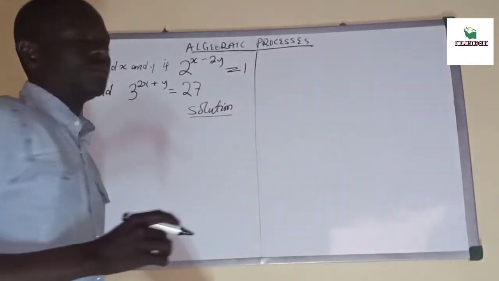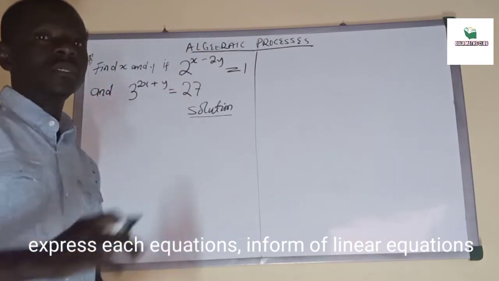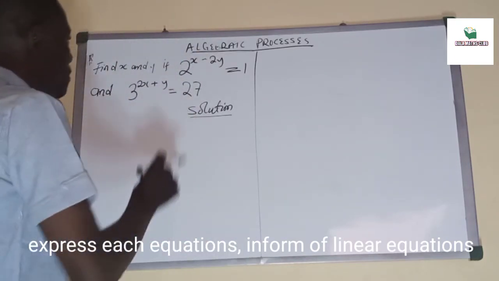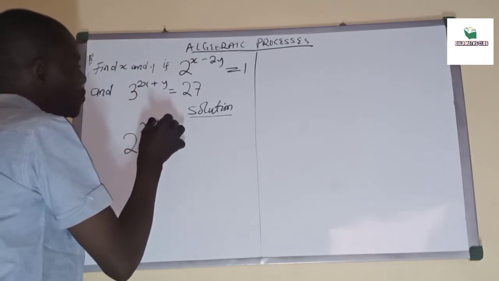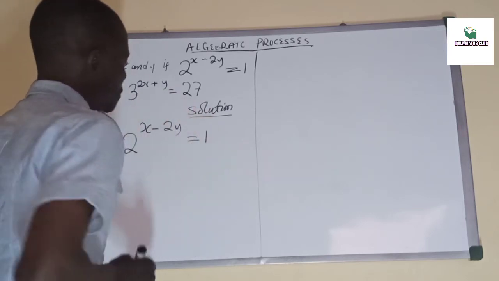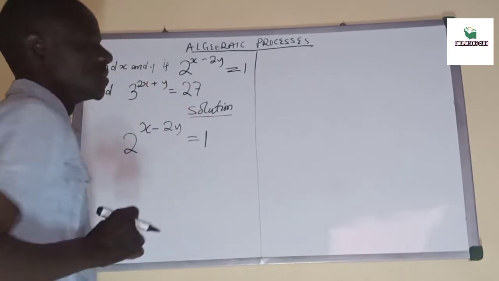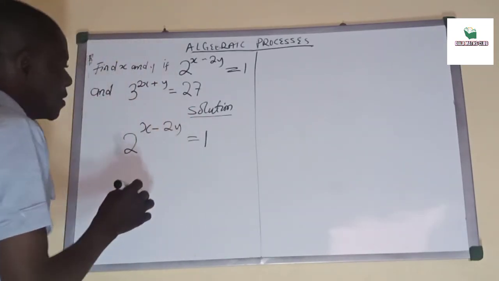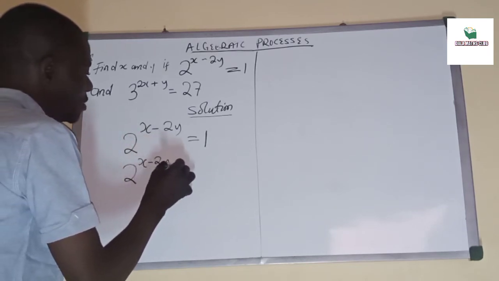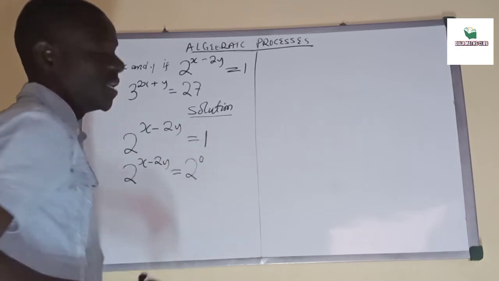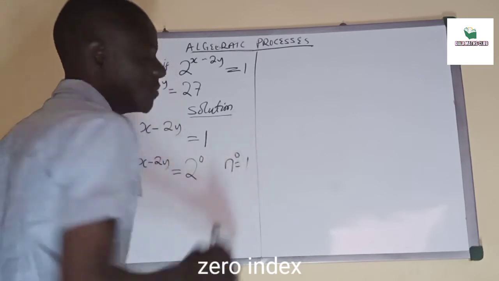To solve this question, we have to express both of our equations in terms of linear equations. We have 2 power x minus 2y is equals to 1. We use the laws of indices to change this into 2 power x minus 2y is equals to 2 power 0, because any number power 0 will give us 1.